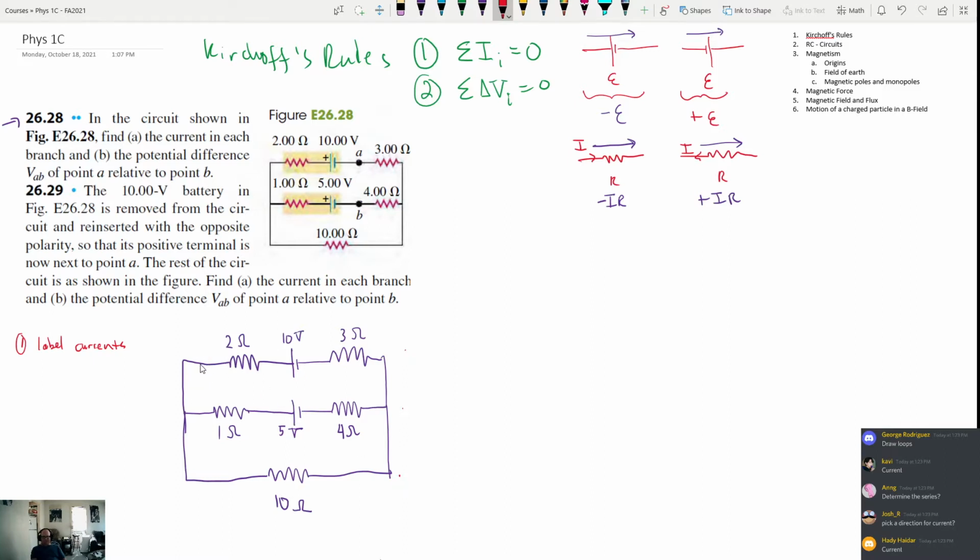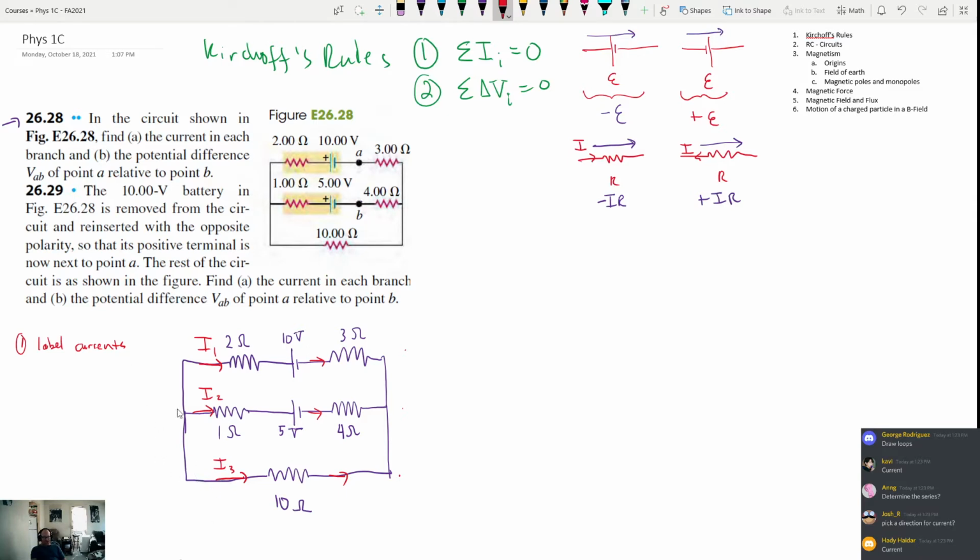And I'm not even going to think about what direction I want them to point. This is going to be I1. This is going to be I2 flowing through here. And this is going to be I3 flowing through the bottom. I1 will, of course, continue all the way through here, I2 will continue all the way through here as well, and I3 all the way through there. So I1, I2, I3.